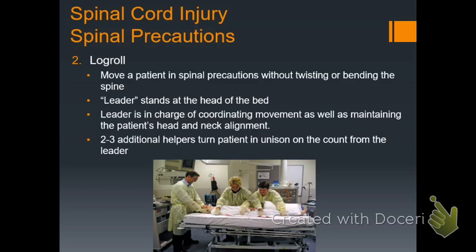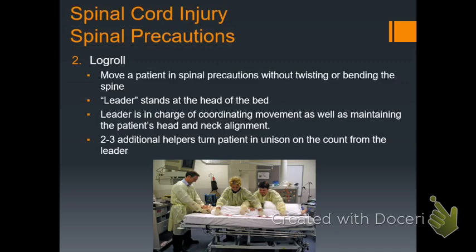So basically the person at the chest is going to hold shoulders and hip, and the person at the legs is going to hold hip and leg. And you all move as one team on the go of the head holder. And it's really fun.